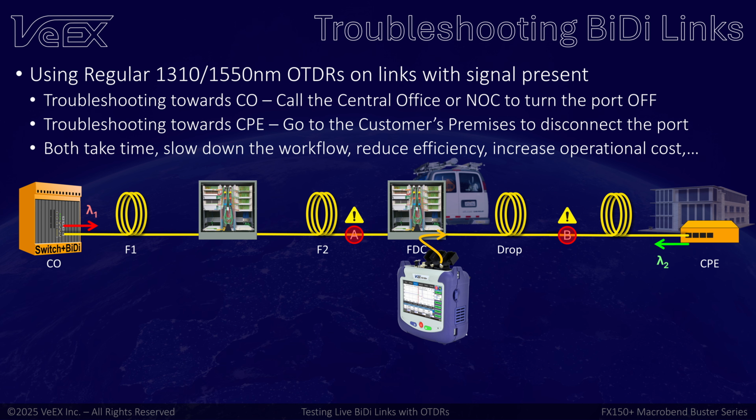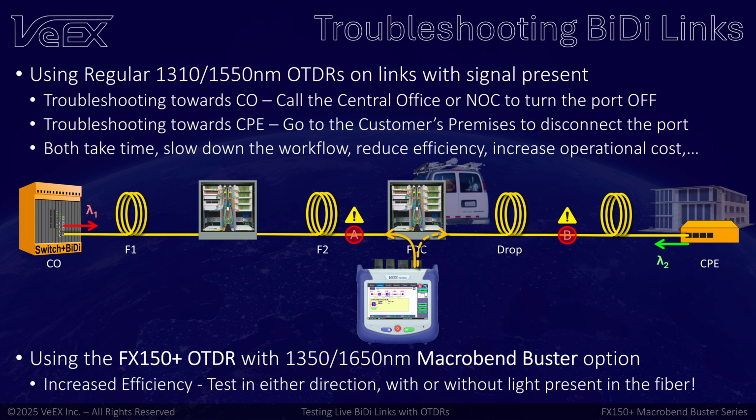These extra actions can add significant amounts of time to the job, hindering technicians' effectiveness and increasing operational cost. On the other hand, the FX150 Plus, with filtered 1350 and 1650 nanometer Macrobend Buster option, allows field technicians to complete troubleshooting, repair, and validation jobs faster, without affecting the OTDR results or any other services in the optical distribution network.